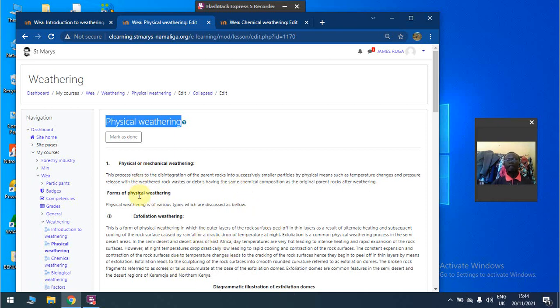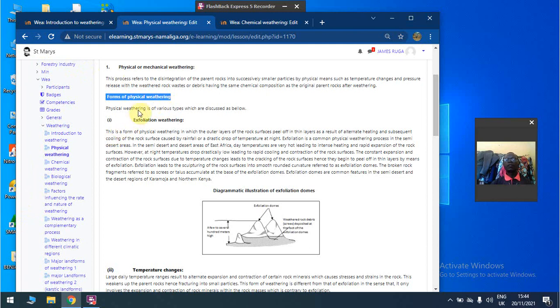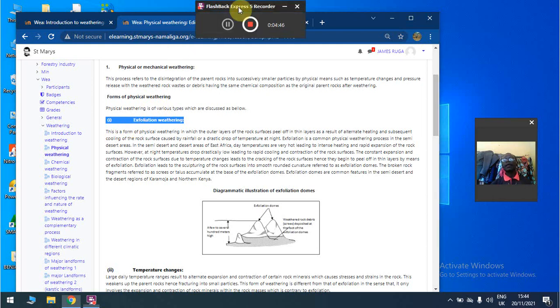This physical weathering occurs in various forms, and it's very important to know the various forms in which physical weathering processes occur. One of the important types of physical weathering is what we call exfoliation weathering. The term exfoliation refers to the peeling of the outermost layer of rocks into thin layers. The rocks begin to peel off the way layers of an onion come off from the main mass of the onion in thin layers.